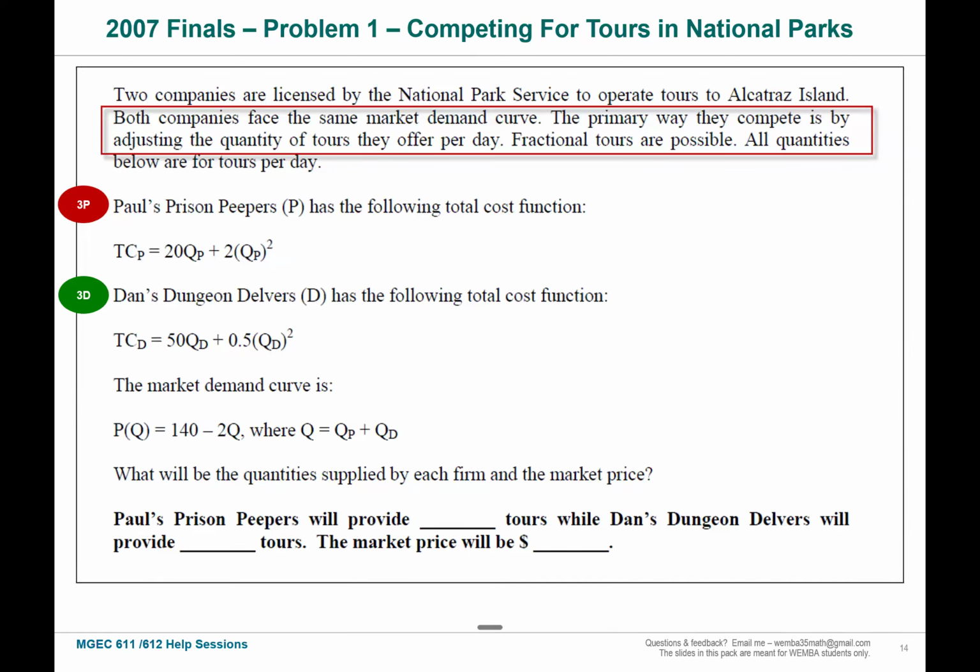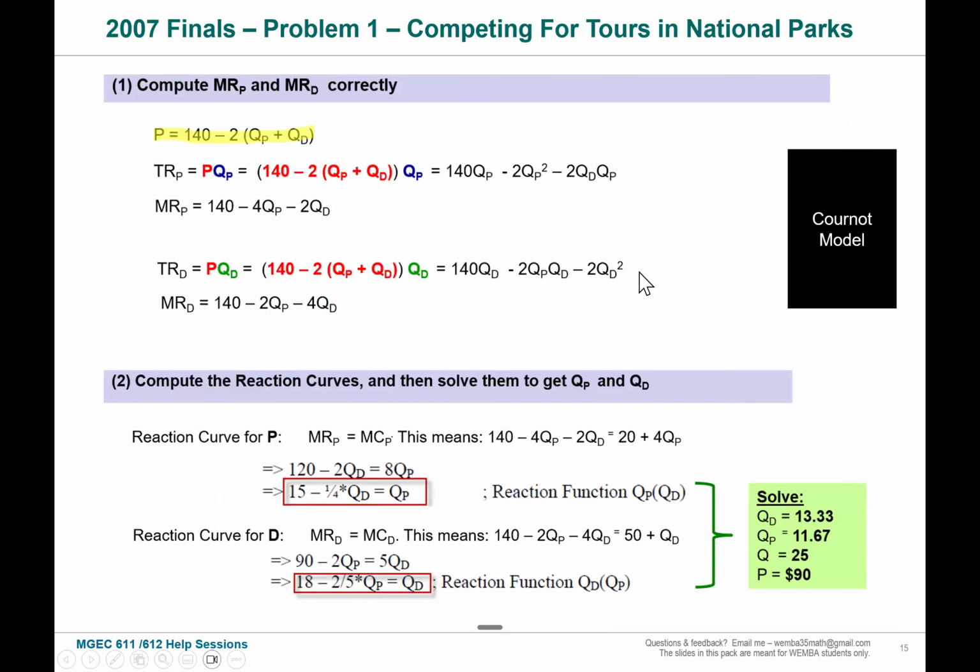Okay, so this is a classic Cournot situation. And in Cournot, the model is: I need the reaction curve for firm one, I need the reaction curve for firm two, and then I solve the two reaction curves simultaneously. So what is the reaction curve for firm one? The reaction curve for firm one, in this case firm P, is MRP equals MCP. So that's the reaction curve for firm one.